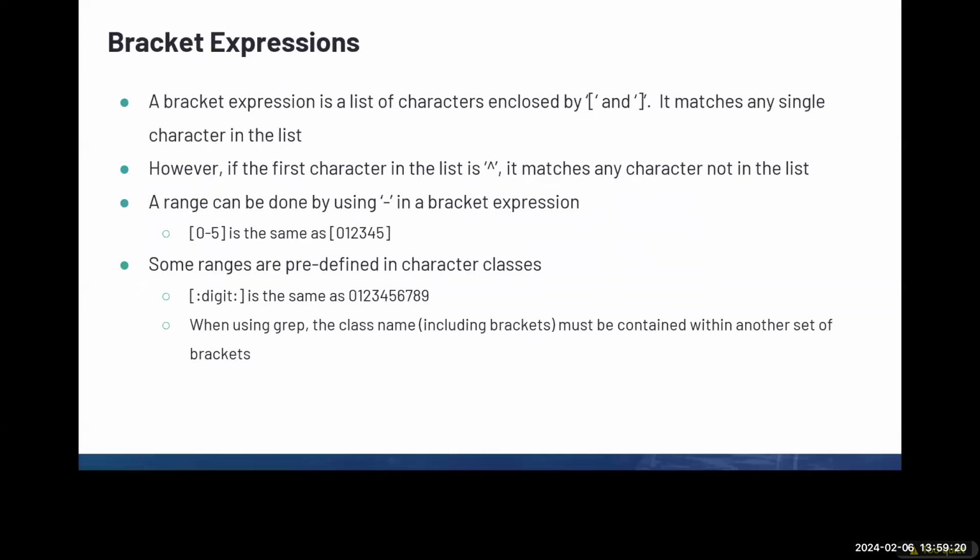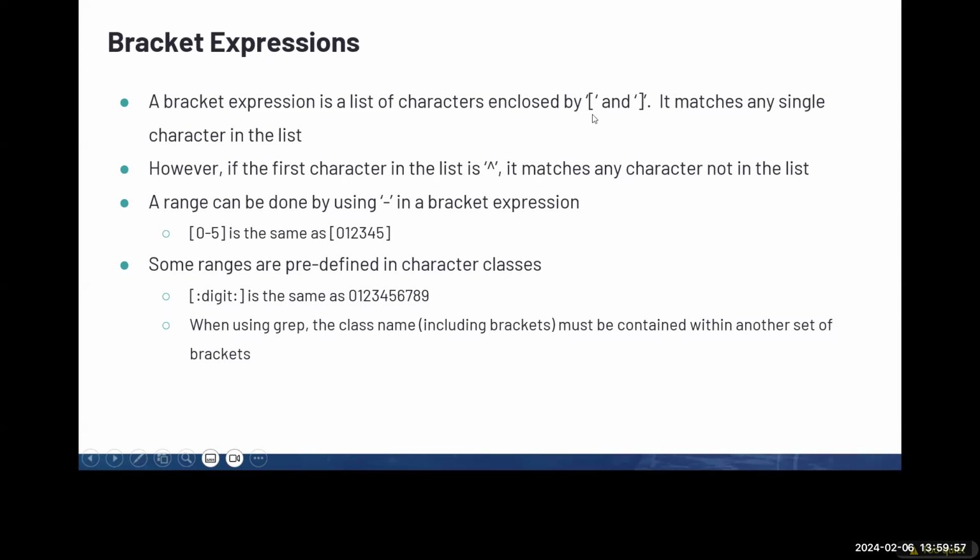The brackets. A bracket expression is a list of characters enclosed by the open bracket and the closed bracket. It matches any single character in the list. So we have a list in these brackets, and any single character needs to match one in this list. However, if the first character in the list is the caret, it matches any character not in the list, meaning the negation. When we have this special character, it means we have the negation of the list.